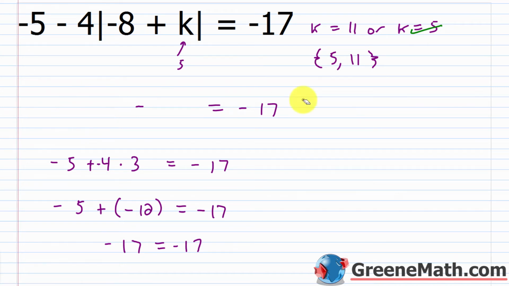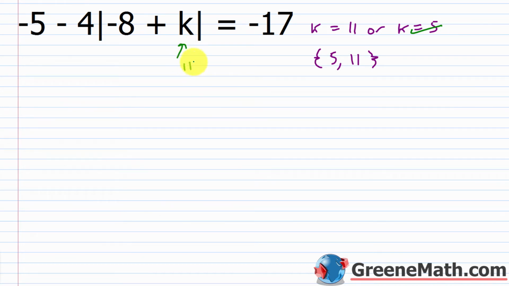All right, for the other one, we want to try k equals 11. So you'd have negative 5 minus 4, again, times the absolute value of negative 8 plus 11. This equals negative 17. So negative 8 plus 11 is 3. So let me replace this with 3. And again, the absolute value of 3 is 3. So I'd have negative 5, I'm going to write this as plus negative 4 times 3 equals negative 17. And it's the same thing because the absolute value operation, whether it's 3 or negative 3, puts out a positive 3. So either way, I got the same thing here.